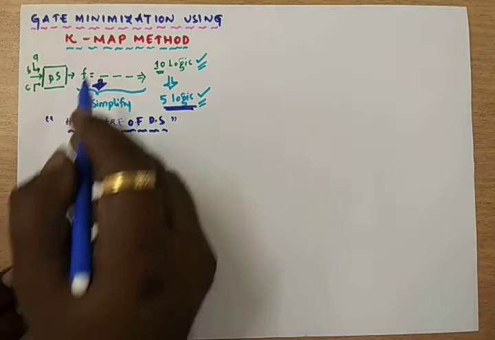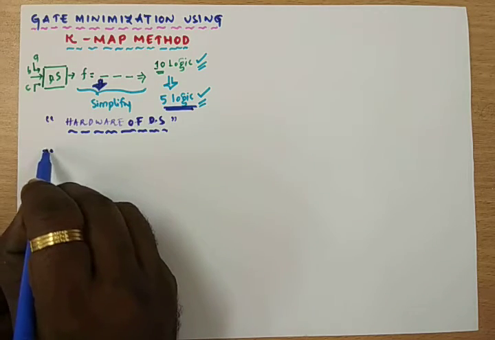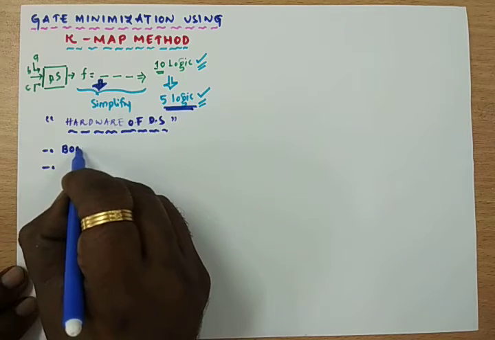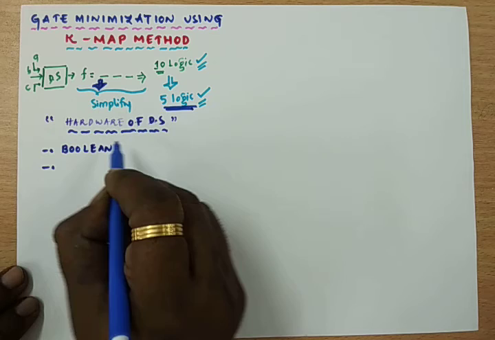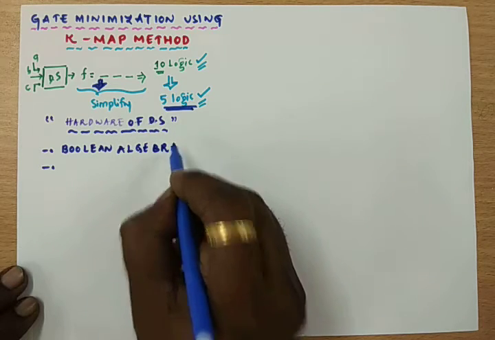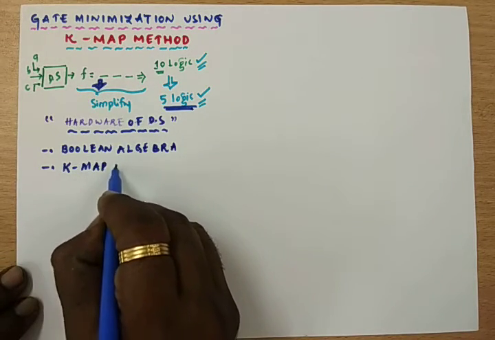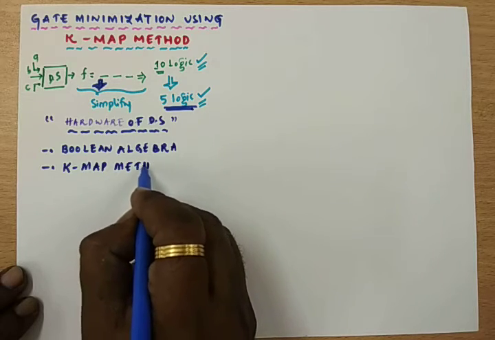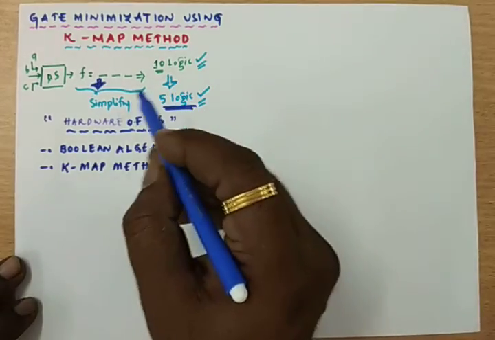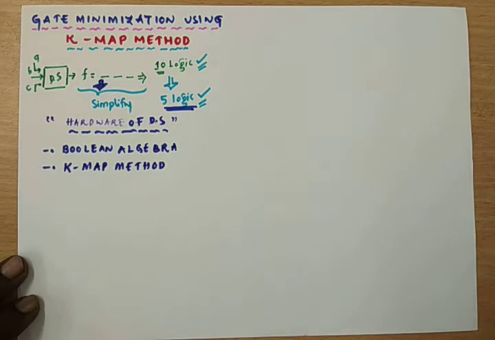Simplification of the Boolean function can be done in two ways. First, by making use of Boolean algebra, we can simplify the Boolean expressions or functions. And by making use of another method, that is the K-map method, again we can simplify the Boolean expression or function. By simplifying, we reduce the hardware requirement of that particular digital system.